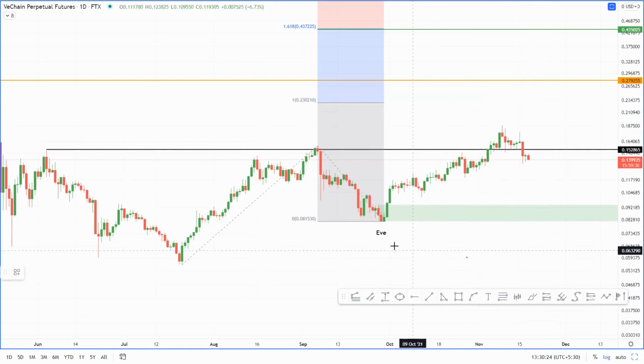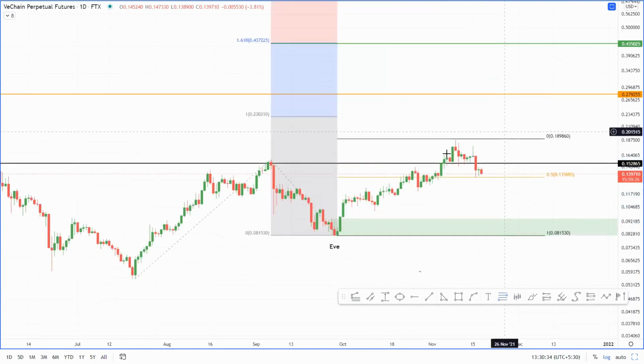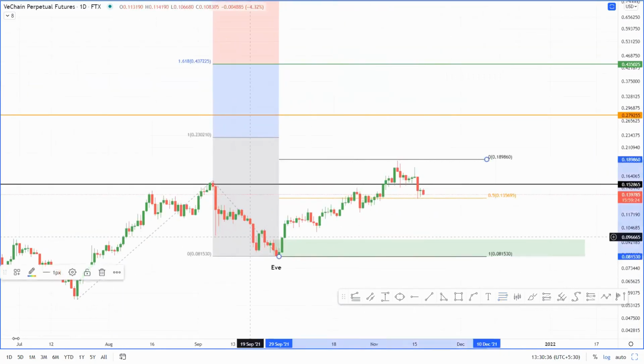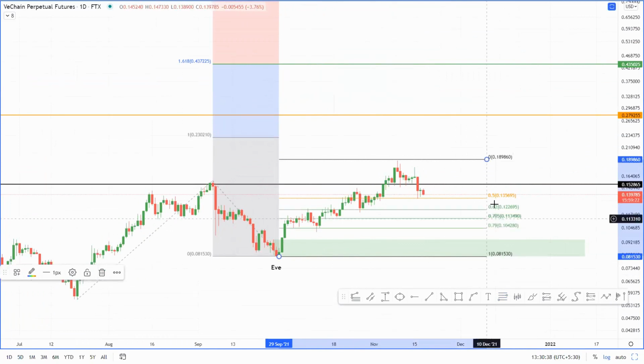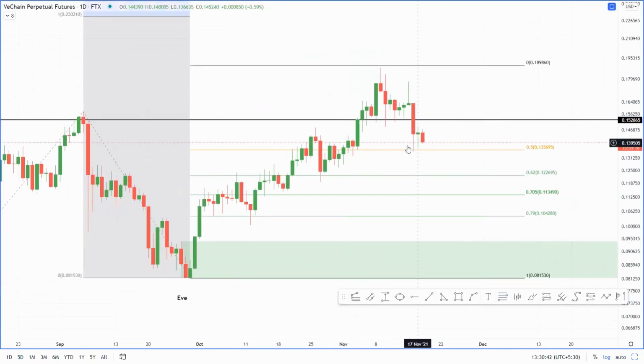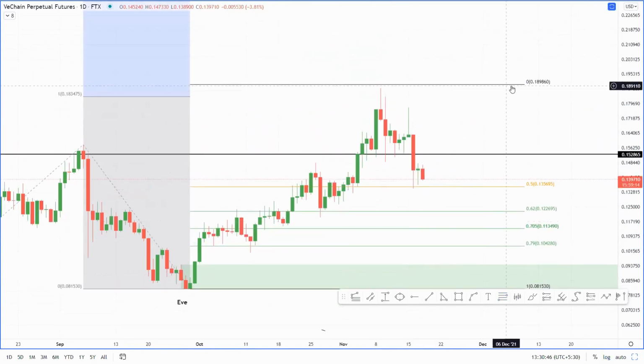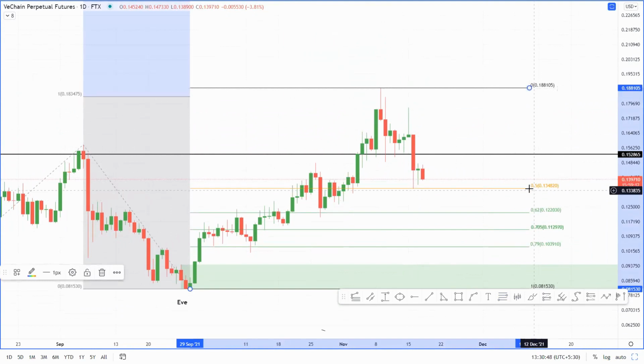So I'm going to take my fib extension, draw it from this swing low here, 0.08, and move it all the way up to 0.019, 0.018. And if you look at this, what's happening right now is VeChain is currently retesting the 50 fib here at 0.134, 0.135.